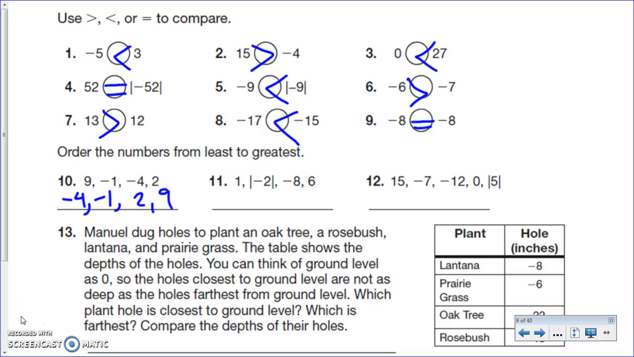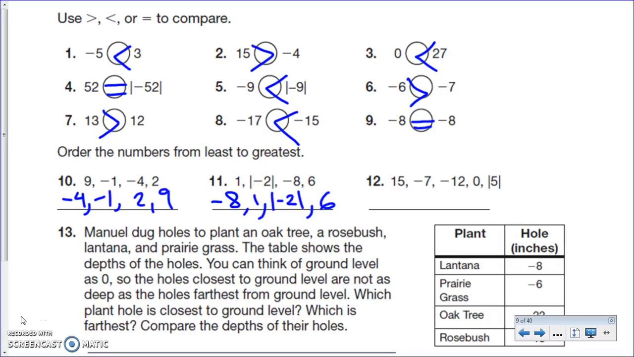For 11, we have 1, the absolute value of -2, -8, and 6. Well, we know -8 is farthest to the left on the number line, so that's the least. Next, the absolute value of -2 is 2, so our next smallest number is 1, and then it's followed by the absolute value of -2. And finally, the 6 is the greatest number, so it goes furthest to the right.